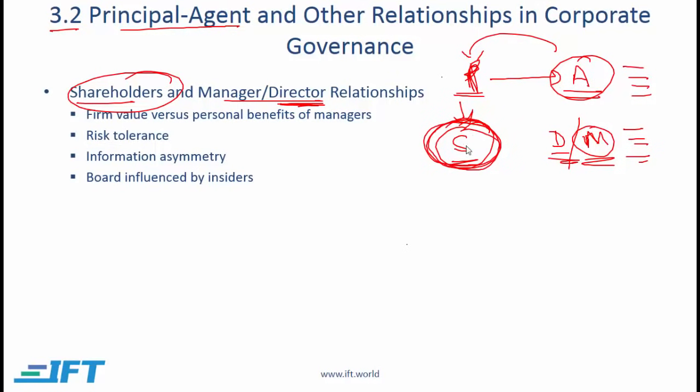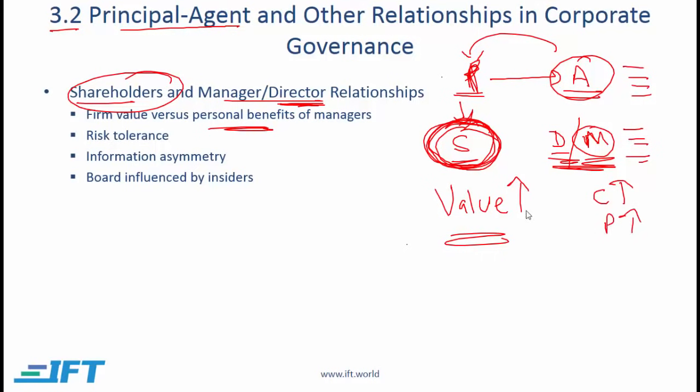So what are the possible conflicts of interest? As we said earlier, the major interest of shareholders is that the value of the firm is maximized. The managers, on the other hand, will possibly be more interested in their own personal benefits. So they would want their compensation to be maximized, their perks or perquisites to be maximized, and herein lies a potential conflict, because if the managers are paying themselves too much, that is negatively impacting the value of the firm.